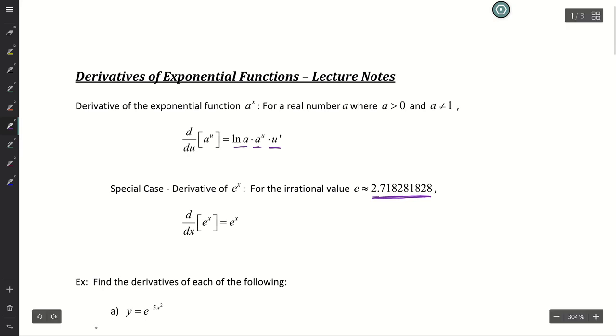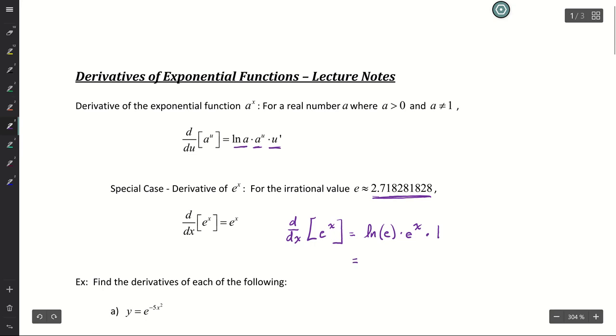The reason for that, if we were to use the definition from up above, if we said derivative with respect to x of e to the x power, then by definition, we would start by saying take the natural log of the base. Well, the base here is e. And then we would multiply by the exponential function itself, which would end up being just e to the x. And then we would multiply by the derivative of the exponent. Well, the exponent here is just x, so the derivative of x is just 1.